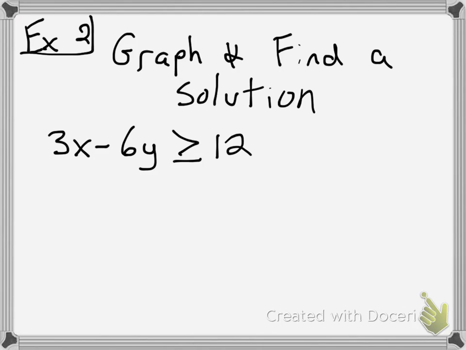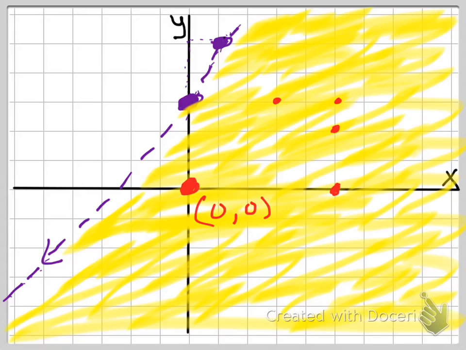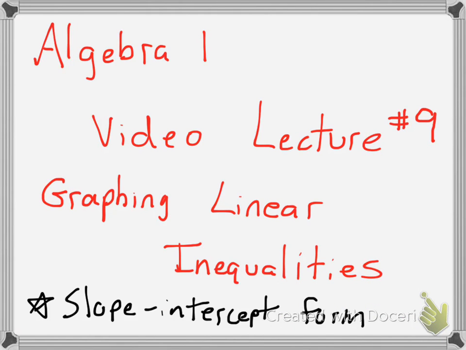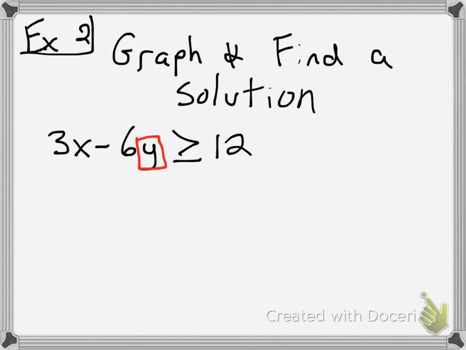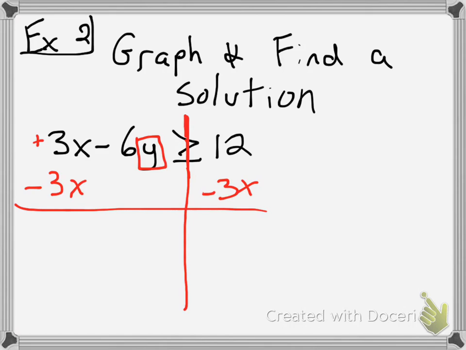Now, example 2, we have one where it is not in slope-intercept form. We have to apply what we learned last week and get y by itself. Why am I getting y by itself? Well, we're looking for slope-intercept form. So let's take everything else to the other side. I need to do the opposite. Opposite of plus 3x is minus 3x. Be fair, do both sides.